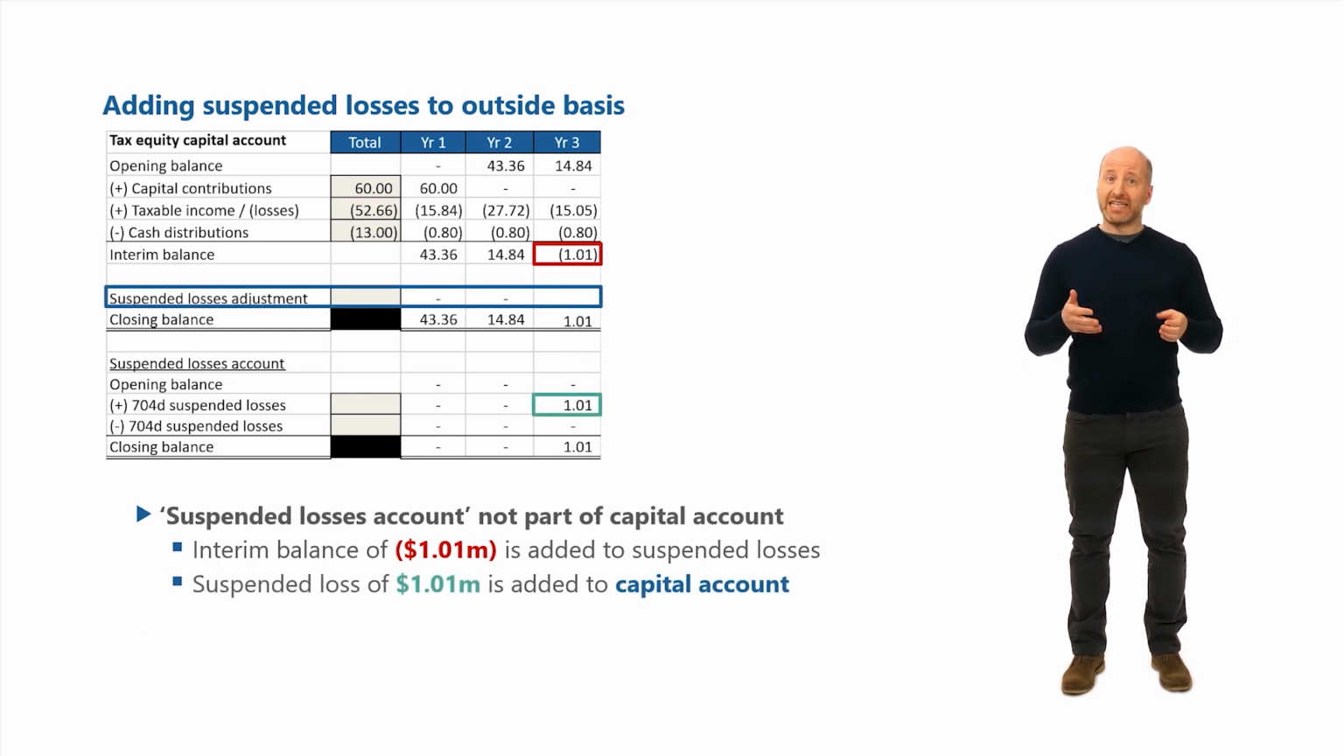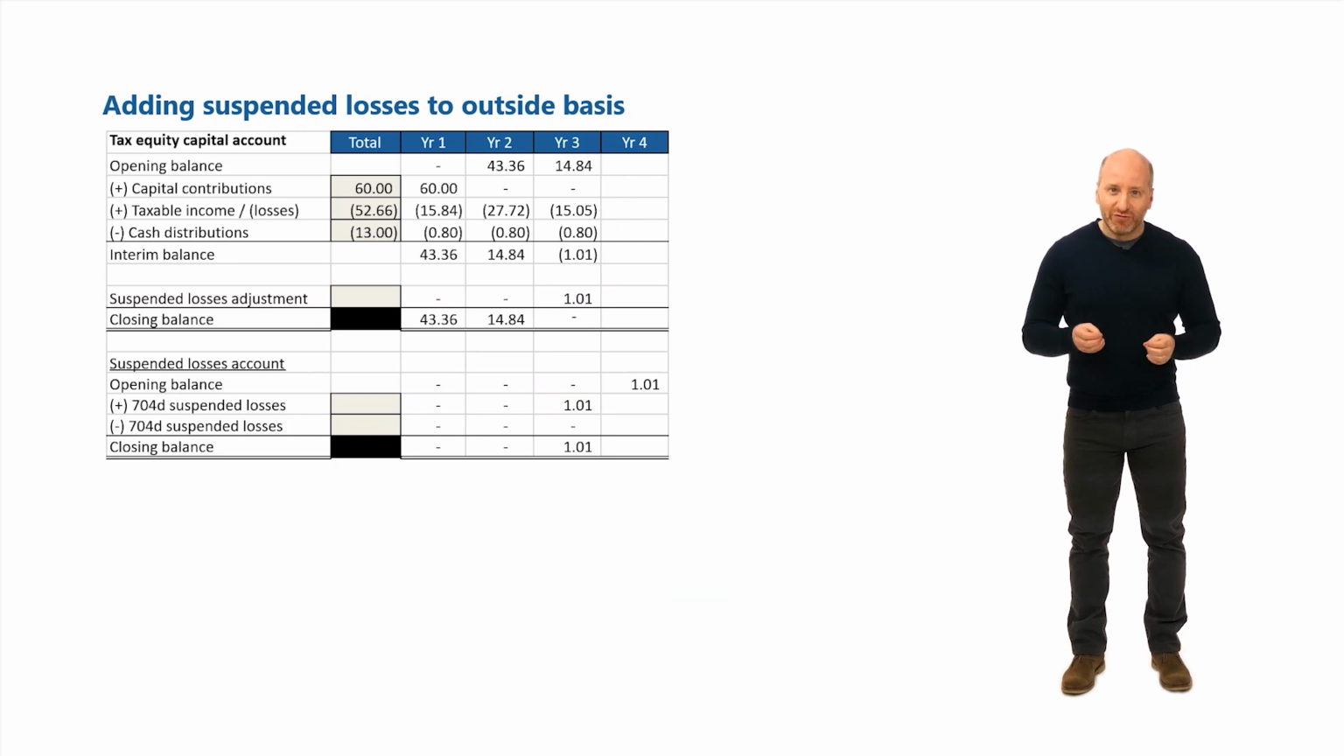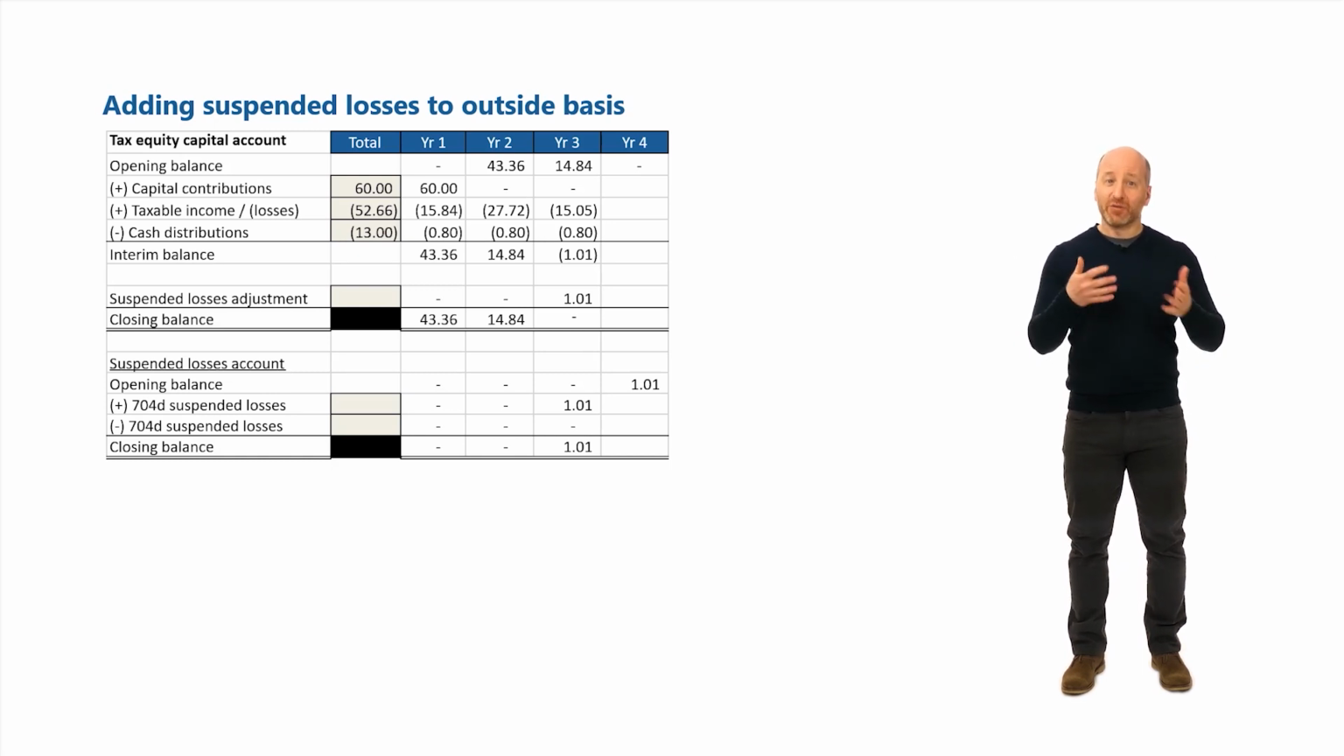And as the interim balance is negative 1.01 million and our suspended loss is a positive 1.01 million, the closing balance on the outside basis is the sum of those two. So it sums to 0. And now we've removed the negative balance by taking the interim balance loss up into our suspended loss account and removing it from the capital account. Now, our starting balance in year 4 is the closing balance after the suspended losses adjustment, and that equals 0, rather than the negative 1.01 million that we had before we were suspending our losses.